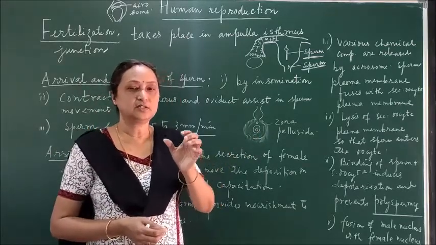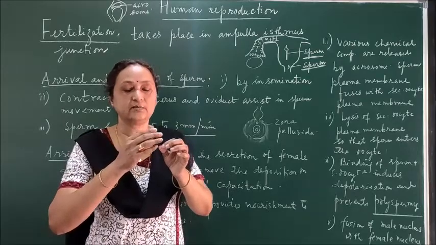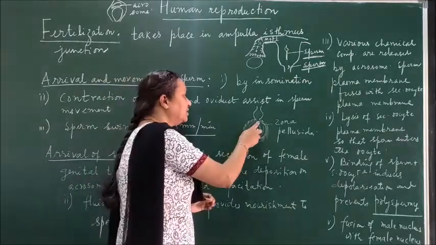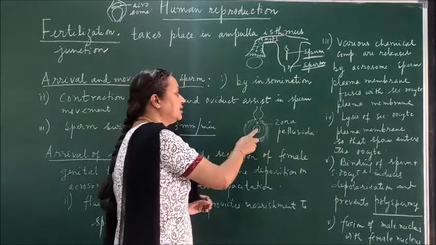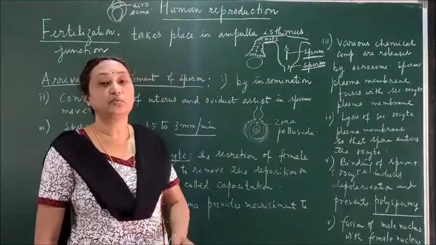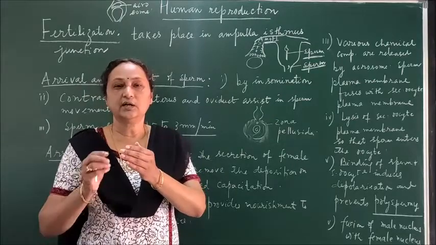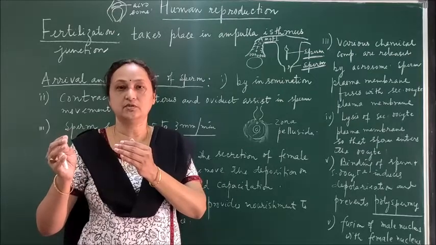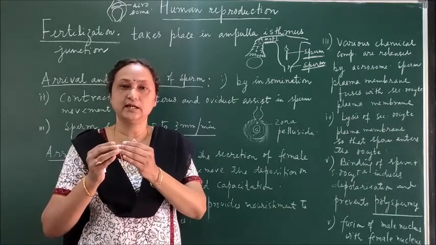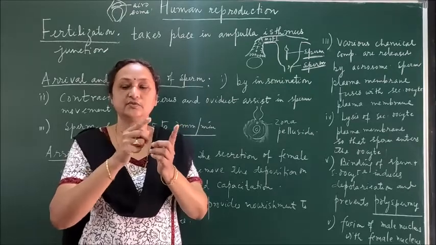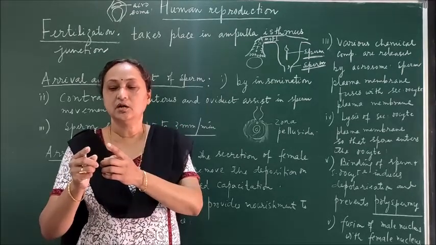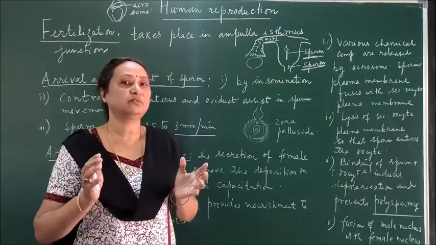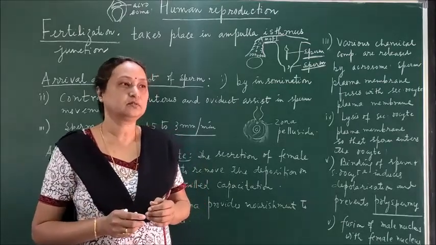Why? Because in the secondary oocyte the second meiotic division is not complete. So after the entry of the male nucleus, the second meiotic division in the ovum is completed, so that one small second polar body is produced and the ovum is produced. The second polar body has no role, it degenerates, and the sperm nucleus will fuse with the ovum nucleus to make a single cell, which is called the zygote. So this is the way how the fertilization process takes place.